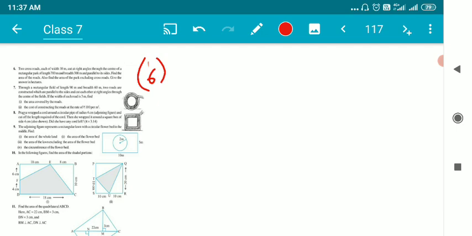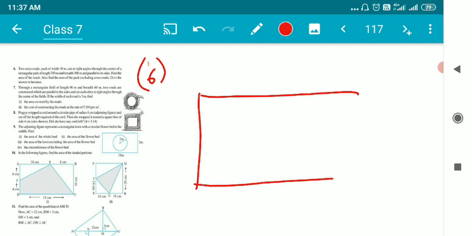Two crossroads, each of width 10 meters, cut at right angles through the center of a rectangular park of length 700 meters and breadth 300 meters. So my first job is to draw the rectangular park first.